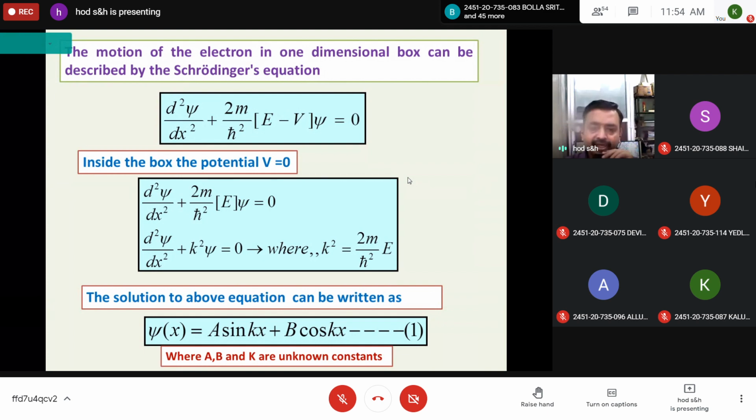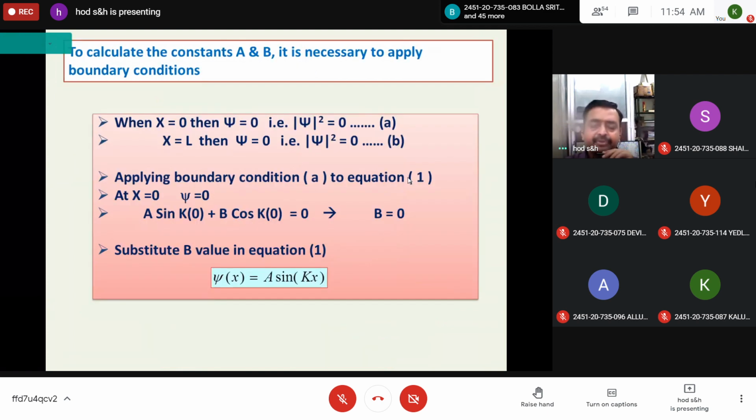Now, you should apply boundary conditions to evaluate A and B. When x is equal to 0, ψ is equal to 0. Therefore, A sin k0 + B cos k0 = 0. So, sin 0 is 0. So, from the equation B will become 0. Therefore, the equation is ψ(x) = A sin kx.